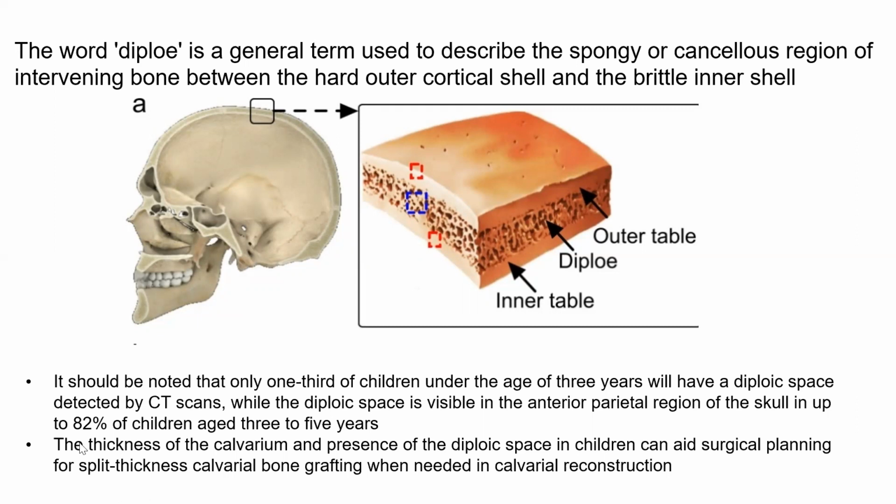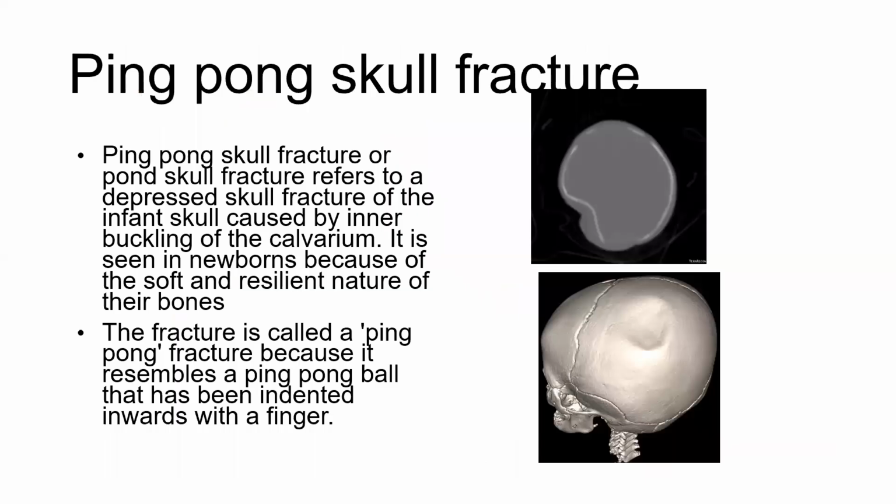The thickness of the calvarium and the breadth of diploic space in children, you can see over here. I think it's evident on the Zoom. Okay, it's not visible. The thickness of the calvarium and the breadth of the diploe within children can aid surgical planning for split thickness calvarial bone grafting when needed in calvarial reconstruction. So this point is very important for you to remember.